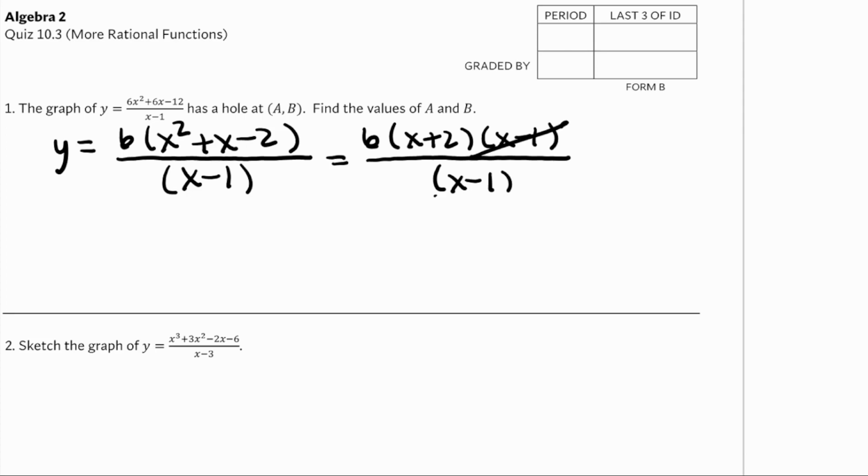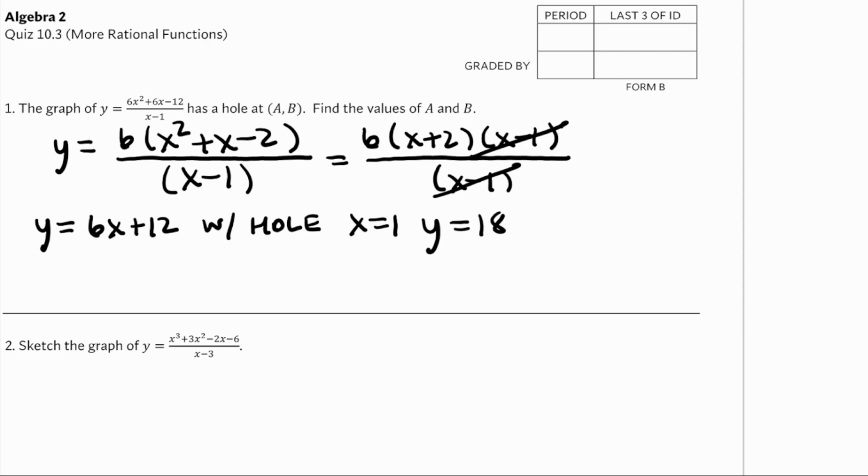Okay, so I'm going to cancel off the x minus 1s, and so my graph would look like y equals 6 times x plus 2, which is 6x plus 12, with a hole at x equals 1 because of the factor I canceled. For the y-coordinate, I'd plug that x back into the simplified version. I get 6 plus 12 is 18, so that means a is going to equal 1 and b is going to equal 18.